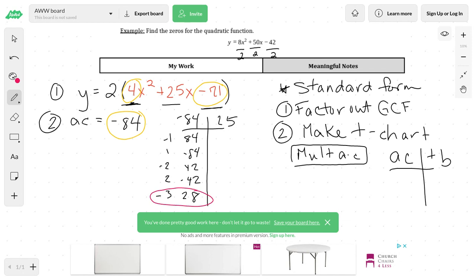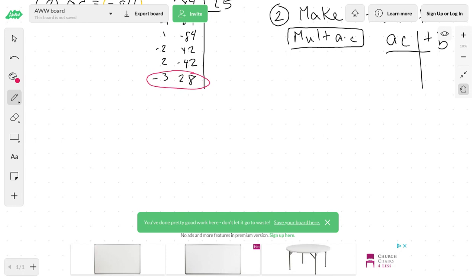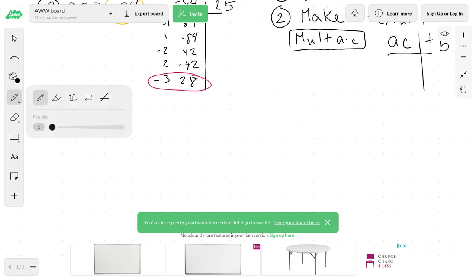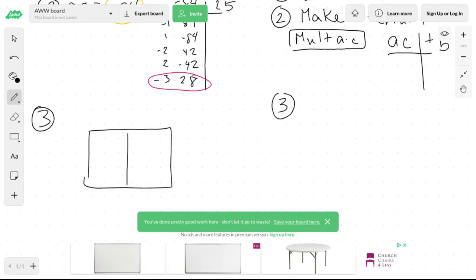Okay, so we found our pair that works. Now here is where it goes different. So I'm going to scroll. Okay, so for step 3, we're going to do something called the reverse box method. We're going to do a box, but this time we are filling in our squares first instead of the outside.